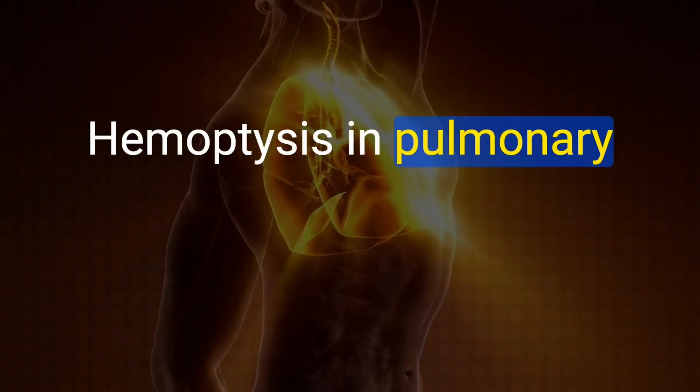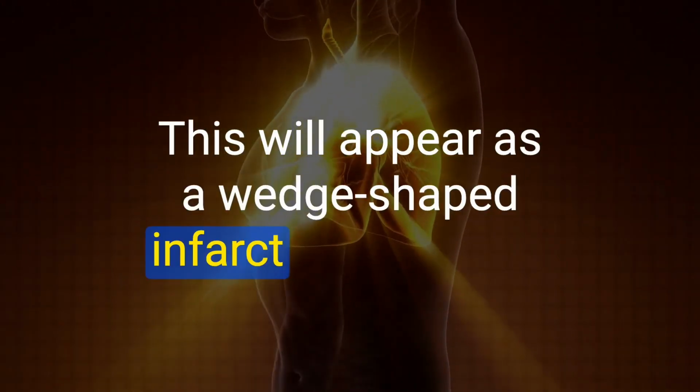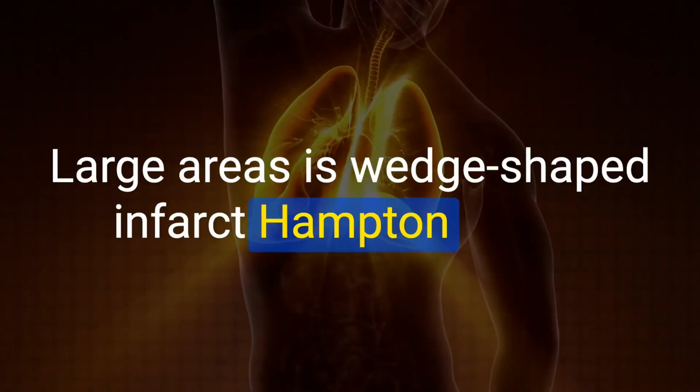Chlorpheniramine is an H1 antihistamine that blocks the action of histamine to reduce allergic response. 87. Hemoptysis in pulmonary embolism is a result of pulmonary infarction. This will appear as a wedge-shaped infarct on chest CT. Small arrows show a pleural effusion.